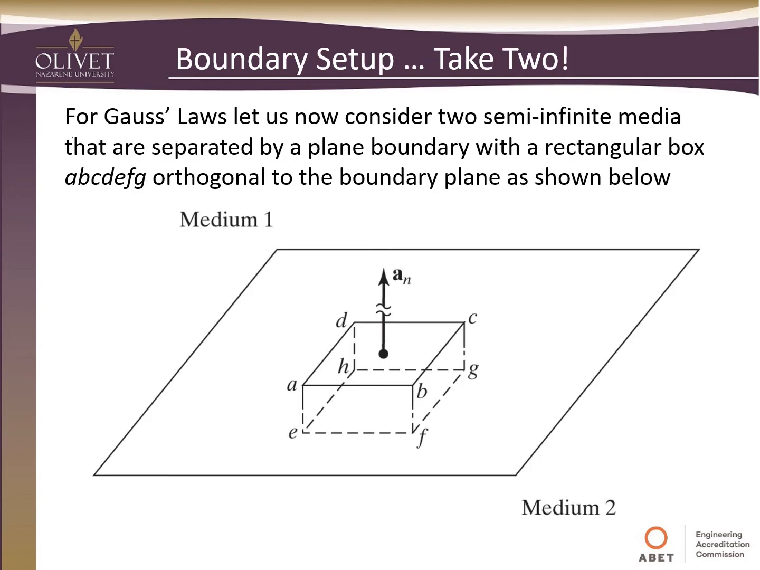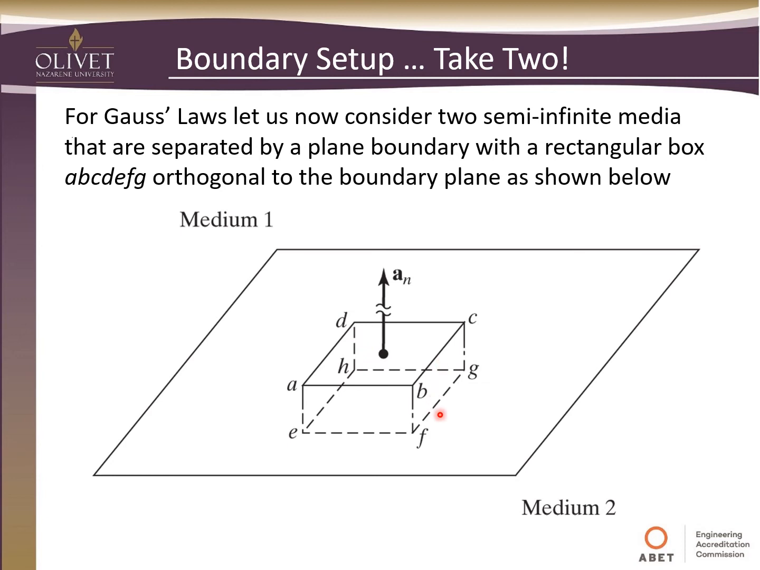All right, so let's look at this again, another boundary setup. The previous boundary setup was for Faraday and Ampere's law, so this is our second boundary setup for Gauss's laws. With this one, as we hopefully become accustomed, instead of dealing with a surface, we're going to deal with a volume. So we're going to set up again our medium 1 and medium 2 and this plane boundary between them. This unit vector here is normal to that plane, and so we create this rectangular boundary.